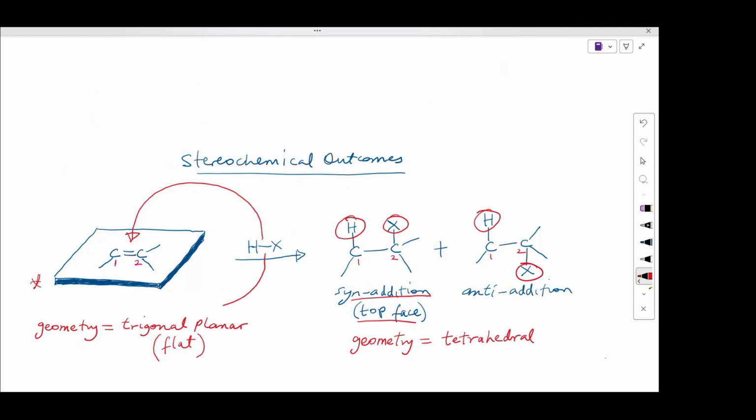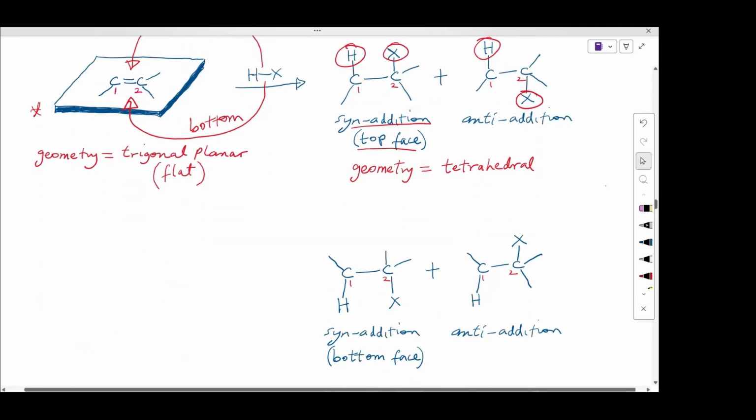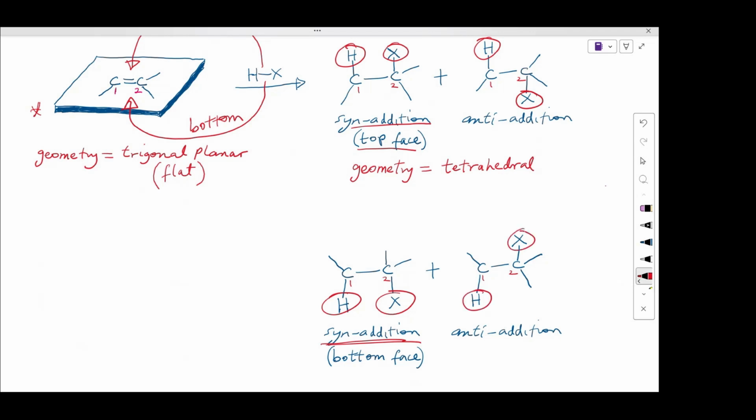Also, the hydrogen halide could attack the alkene from the bottom face. If that were to happen, the hydrogen and the halogen X will be attached on the bottom side, both of them facing downwards. And this will be the syn-addition from the bottom face. We will also have the anti-addition product, in which the hydrogen and the halogen X will be on opposite sides. Based on this stereochemistry, we could have more than one product. But this will depend on whether we form a new chiral center or not.